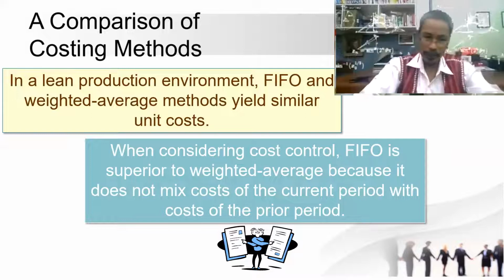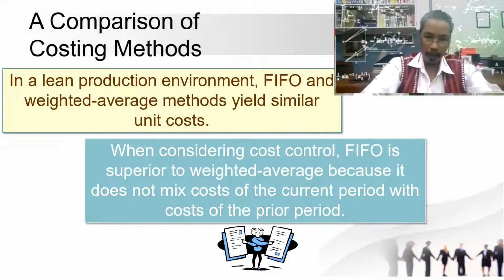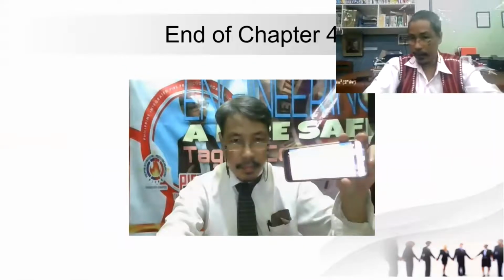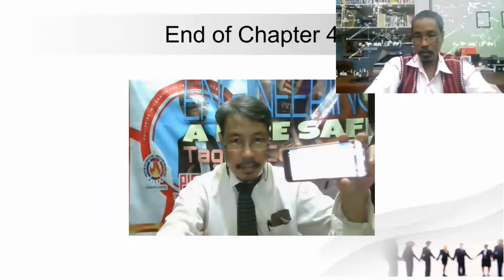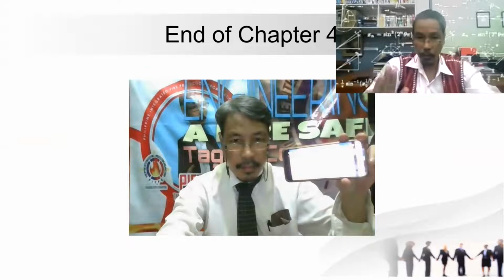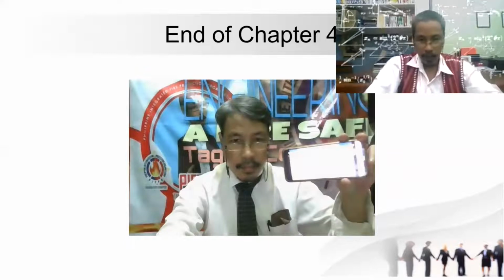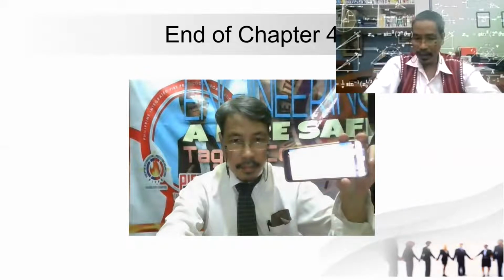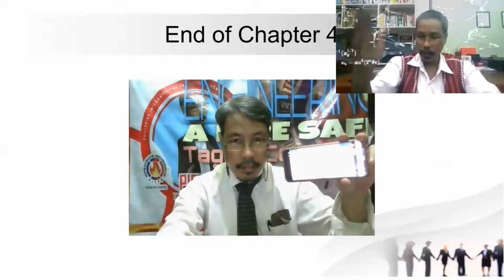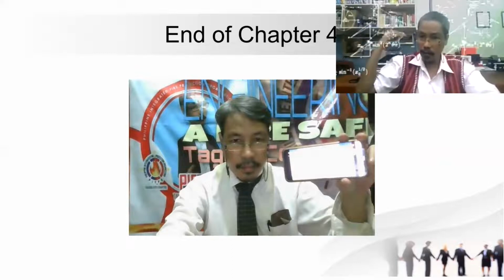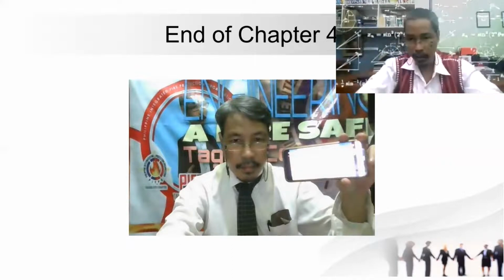Okay. And that is a very good principle and concept to know. FIFO, it doesn't mix up. Weighted average, it does not concern itself with mixing up the old inventory and the new inventory.